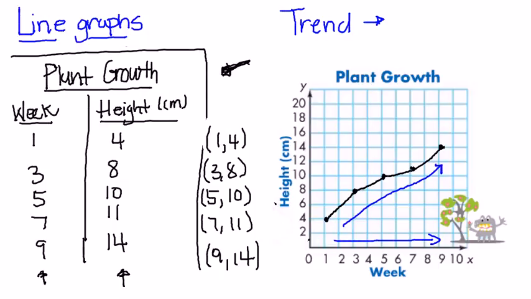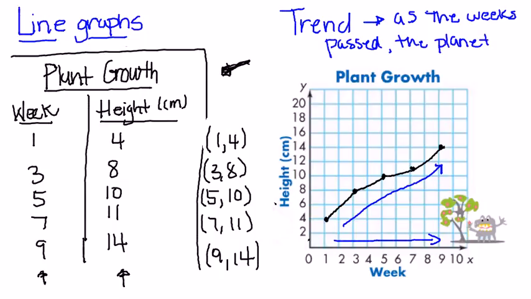So my trend is, as the weeks passed, right? What happened? The plant grew. Now that seems really obvious, and a trend is obvious. It should be something that you can look at a graph. Oop, that's not plant, plants. Sorry. You should be able to look at the graph easily and see what the trend is.